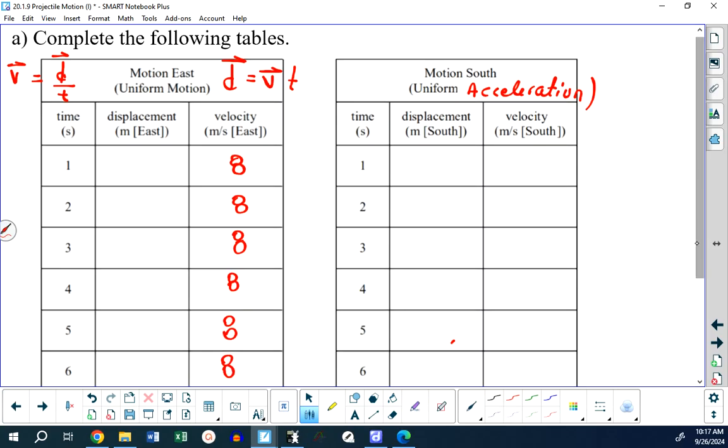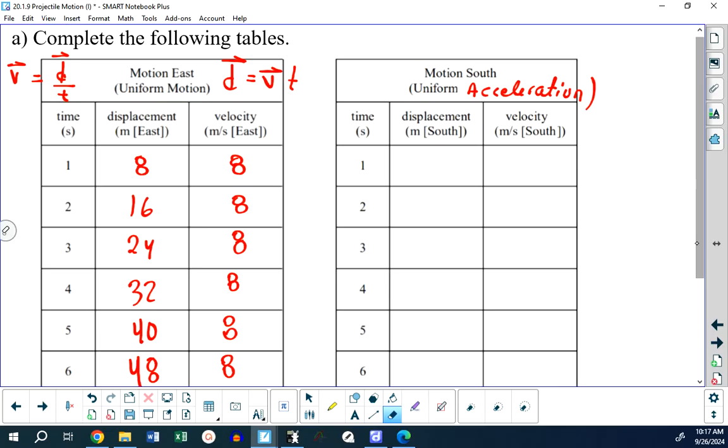So after 1 second, it will have traveled 8 meters east. After 2, 16, 24. Are you with me on where I'm getting these numbers from? It's just 8 meters every second. So every second, we add 8 meters. 32, 40, 48.